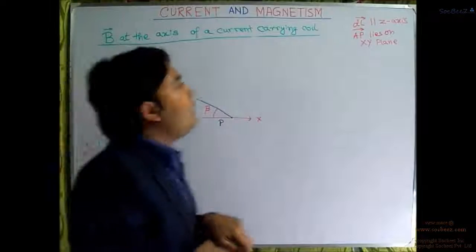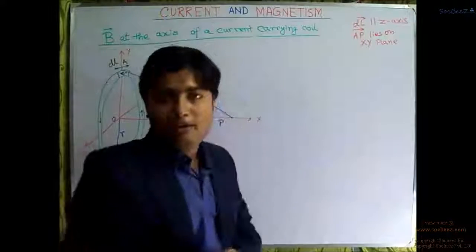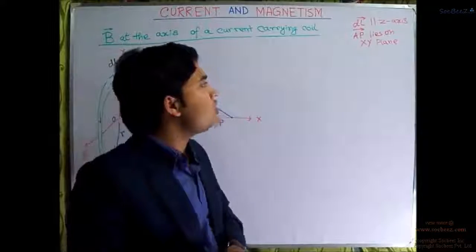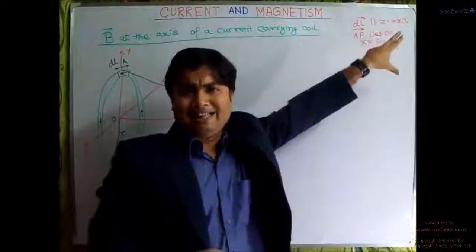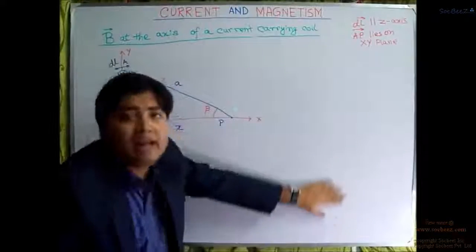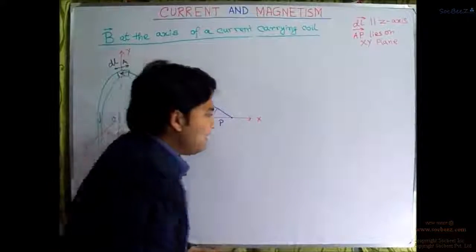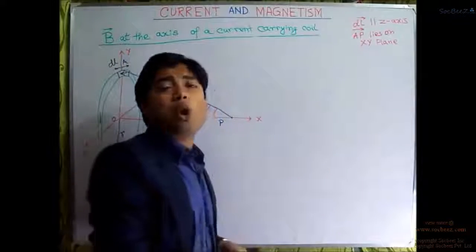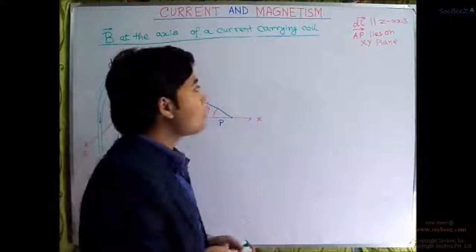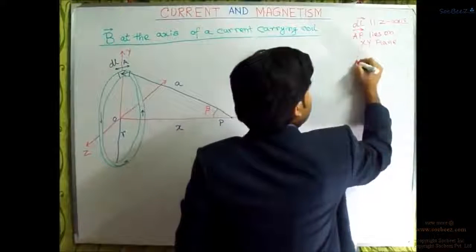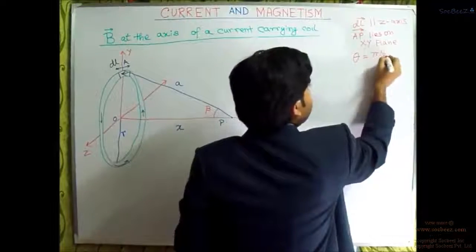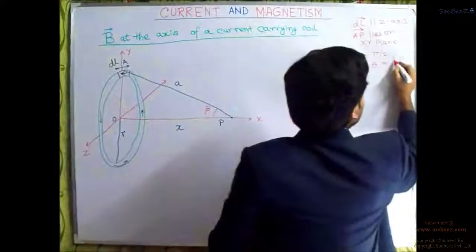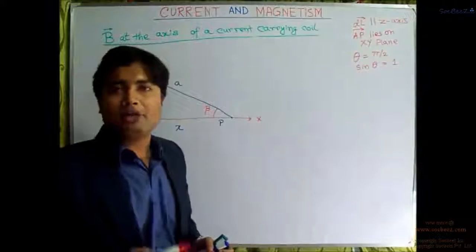Now we are going to find the angle between dl and AP. That is called theta, and we have to calculate sine theta. Now see, this whiteboard is the XY plane, and the Z axis will be either coming toward you or going inside the whiteboard. It is obviously making 90 degrees. So we can understand that theta is equal to pi by 2, and in this case sine theta will be equal to 1, because sine of pi by 2 is equal to 1.